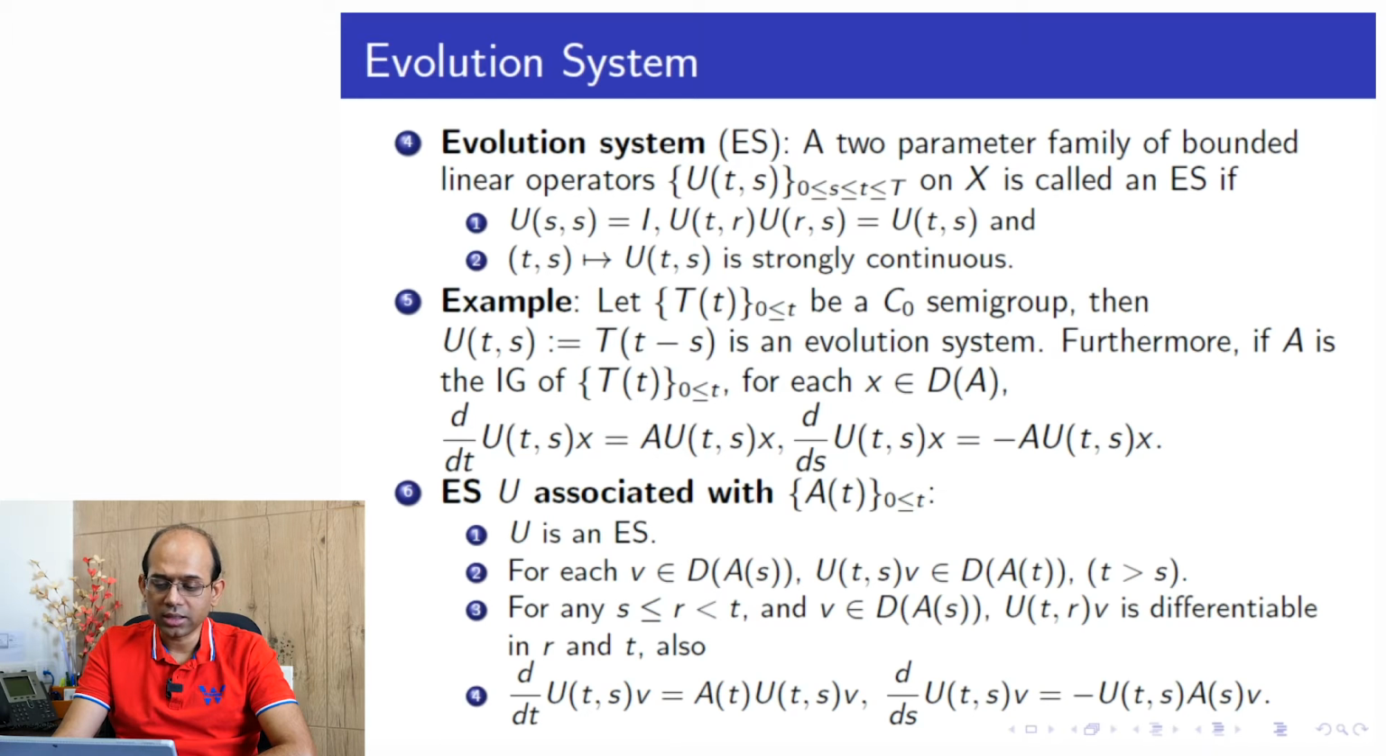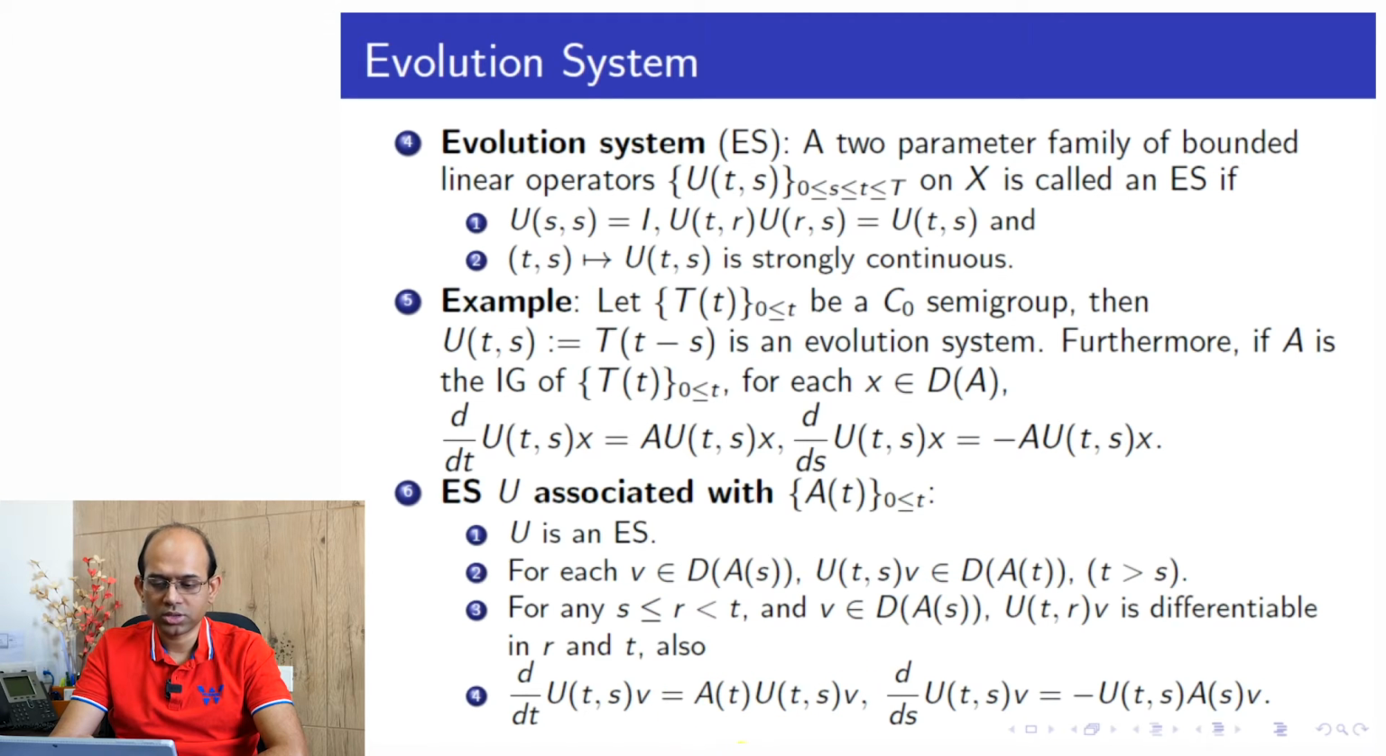Another thing is the derivative with respect to the S variable, where a minus sign comes in, so I should expect a negative sign here: minus U(T,S)A(S)V. It is important to notice this difference: here A comes first and then U, here U comes first and then A. Here one must also be careful, because the second property was crucially used, that when V is in the domain of A(S), then U(T,S)V is in the domain of A(T).